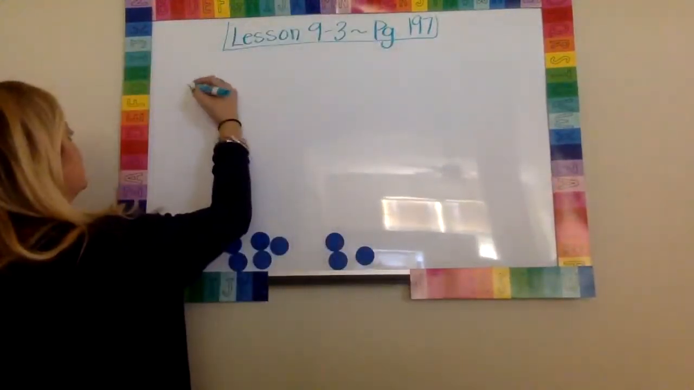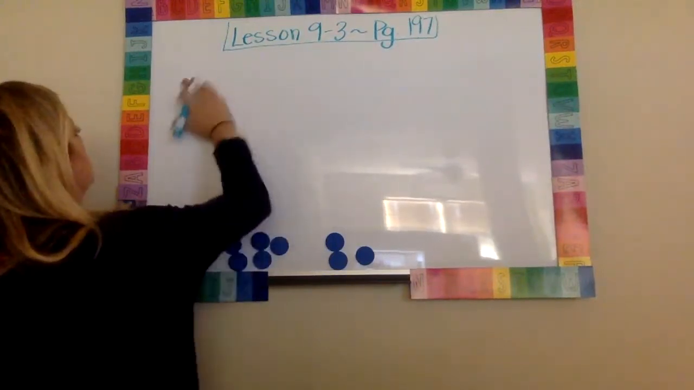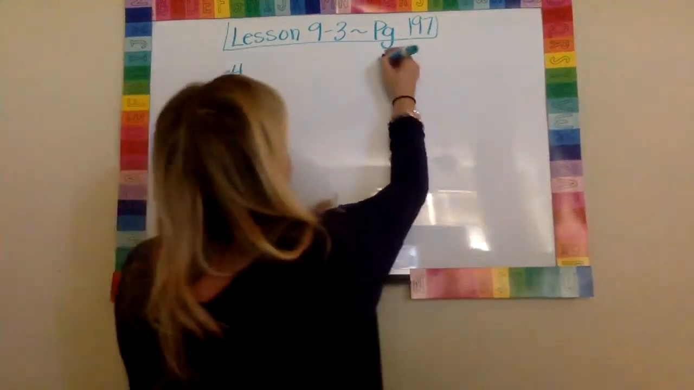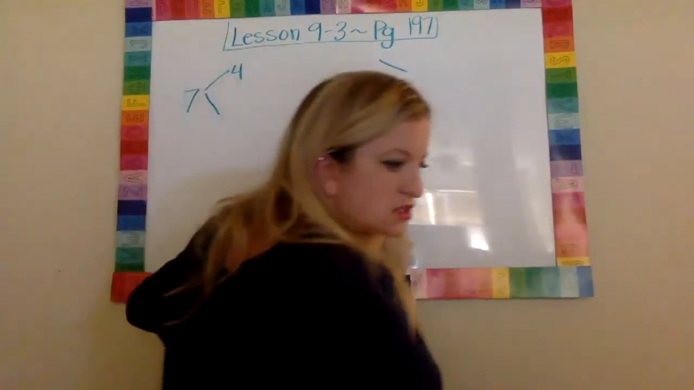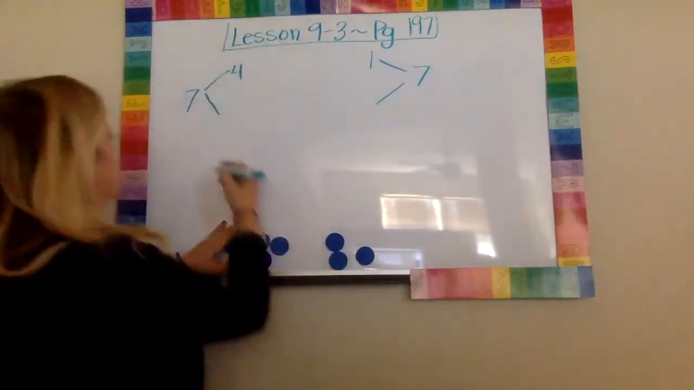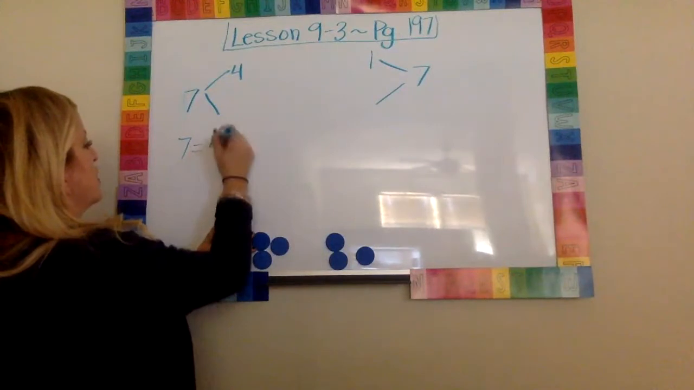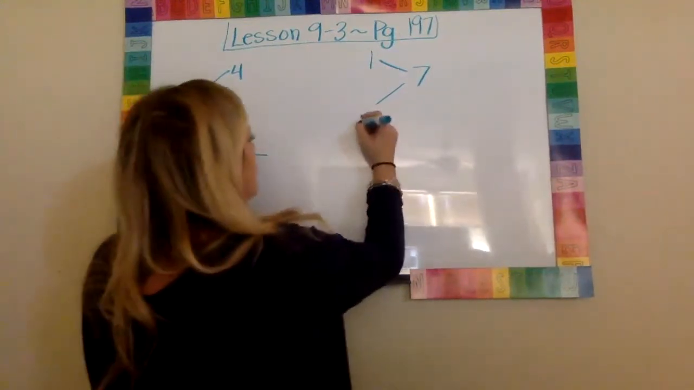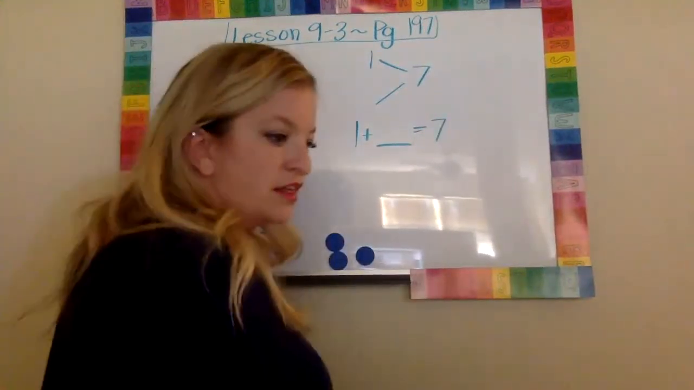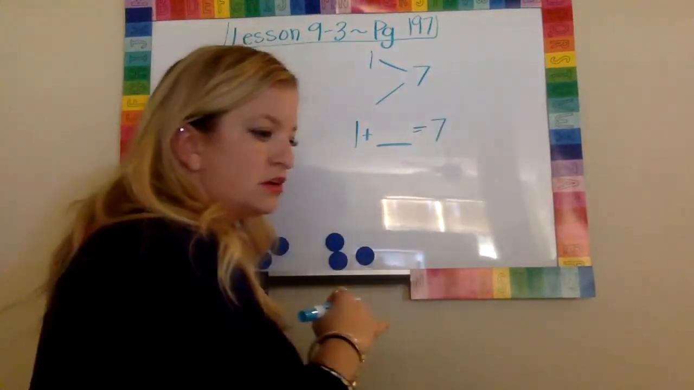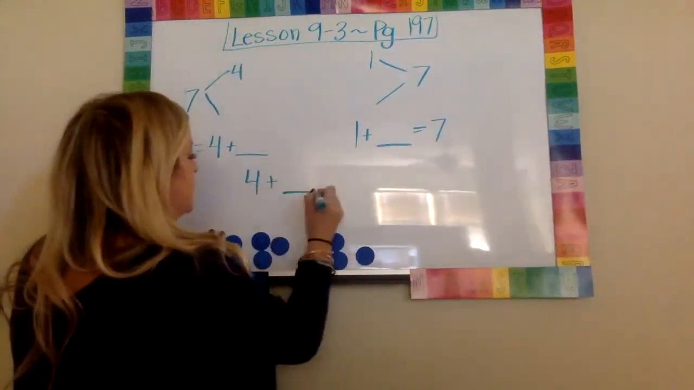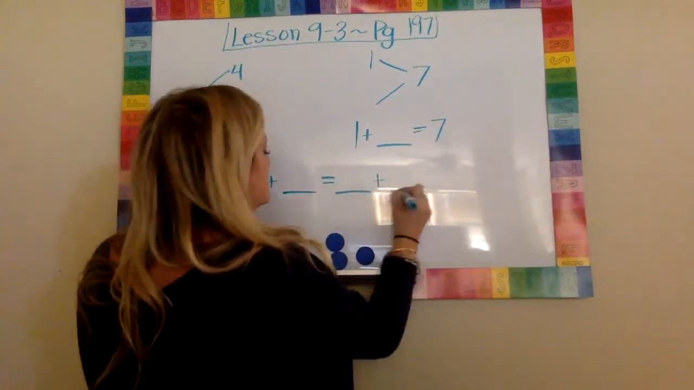All right, so the first one is 7. Oops, I had 4 on the brain. 7. And the one they give you is 4. And then this one is 1 and 7. And so then they say 7 equals 4 plus blank, and 1 plus blank equals 7. Then you're going to pull it down, and it says 4 plus blank equals blank plus blank.